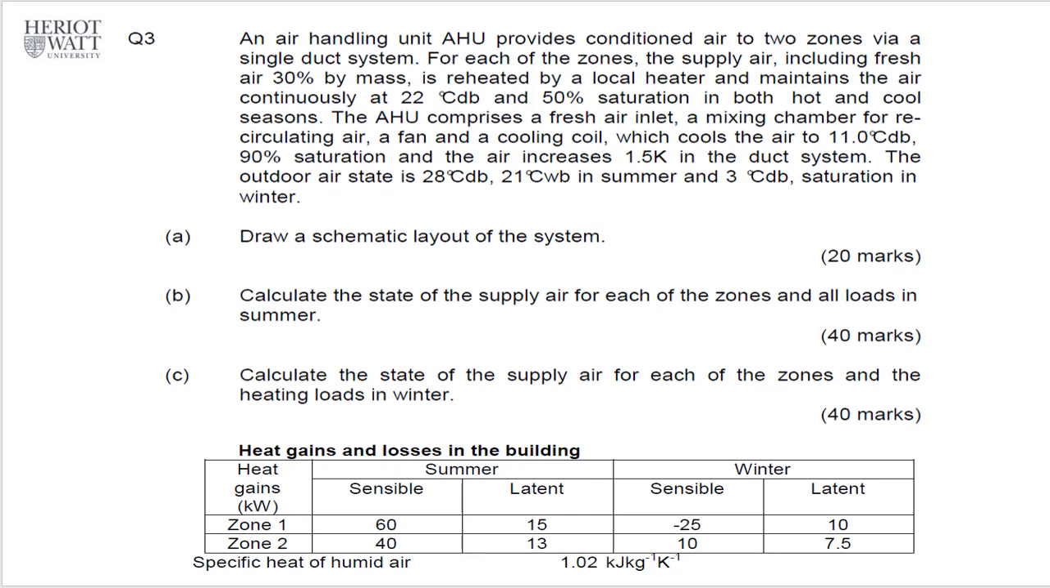All the calculations include determining supply states for each zone. That means you need to calculate the supply air temperature and the moisture content. So two values determine the state of the supply air, and then you determine the mass flow rate or volumetric flow rate. Normally we do mass flow rate, and then we calculate the cooling loads and heating loads. Even in the summer season, we need to calculate reheating loads.